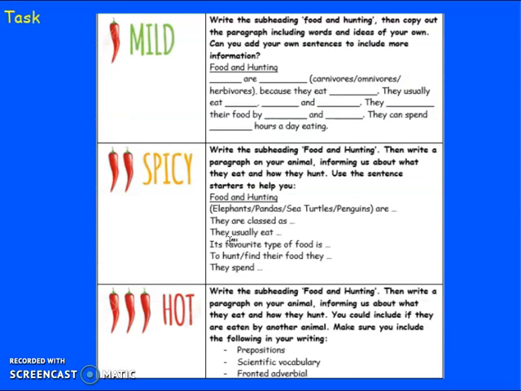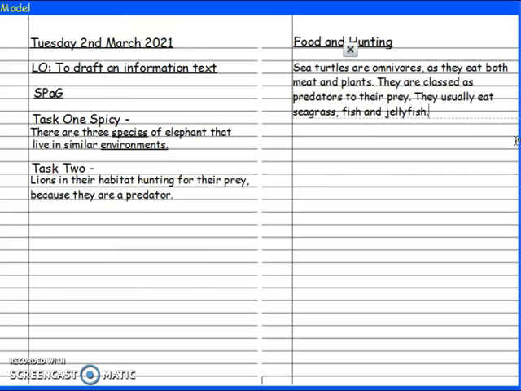Next sentence then. Its favourite type of food is. Oh, what's it thinking then? Thinking about what I know that they eat. Its favourite type of food is. Oh, I think they quite like hard shelled prey. So that's things like crabs and lobsters. So I could put that in. So its favourite type of food is hard shelled prey like crabs and lobsters.